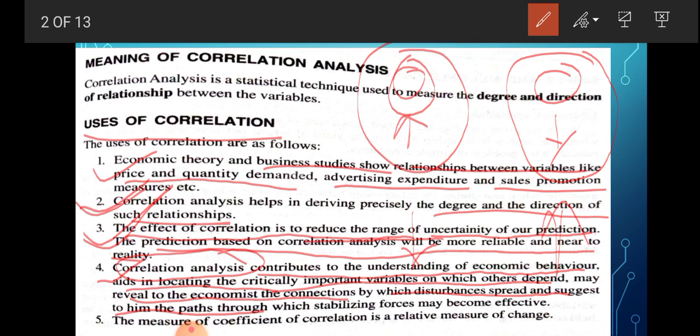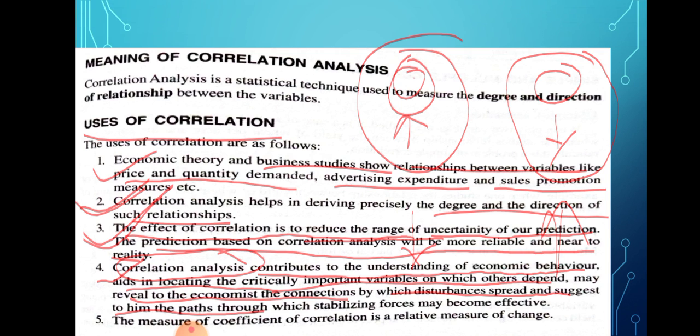We will study further that there are types of correlation through which you can understand whether it is a strong correlation, meaning perfect correlation, or a weak correlation. We can understand with the help of some examples. Now I am just explaining the uses of correlation. In this way, the coefficient of correlation is a relative measure of change.